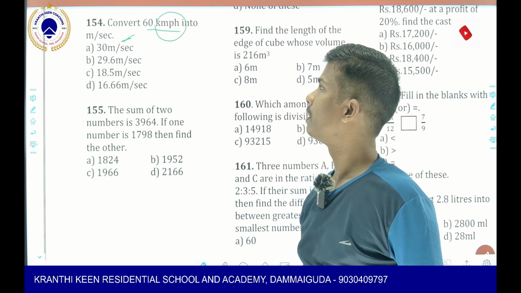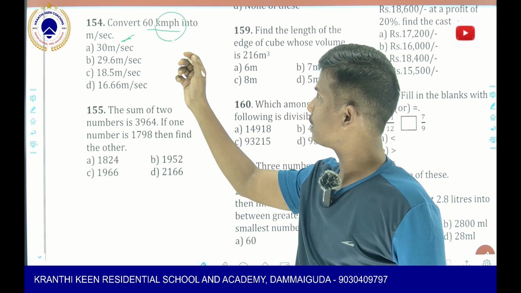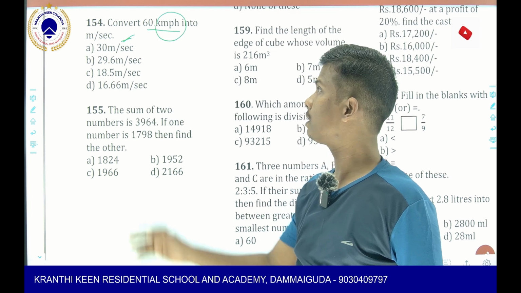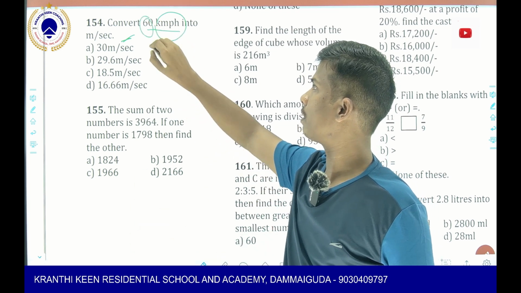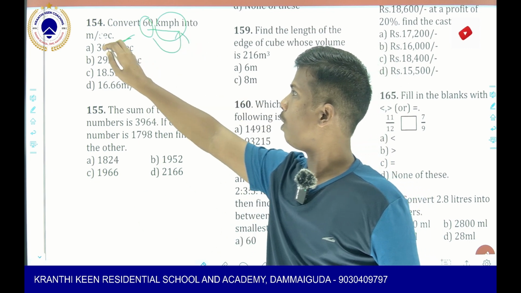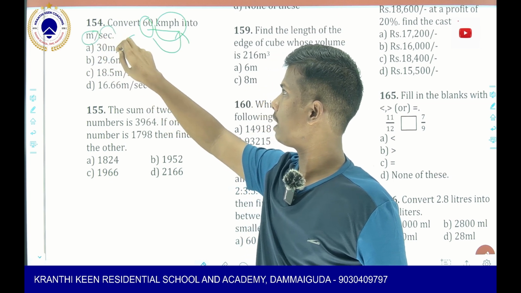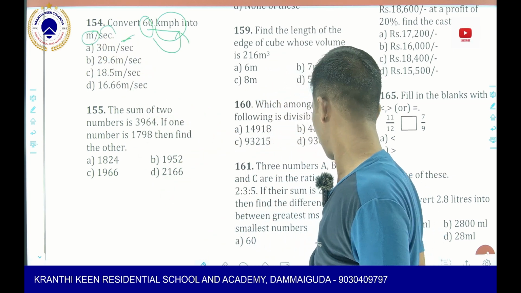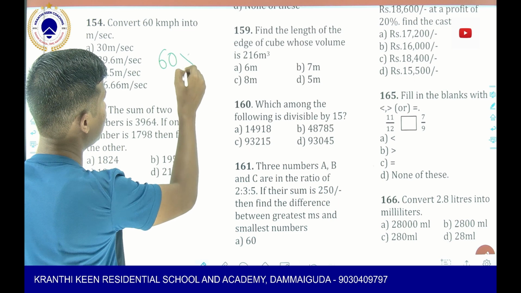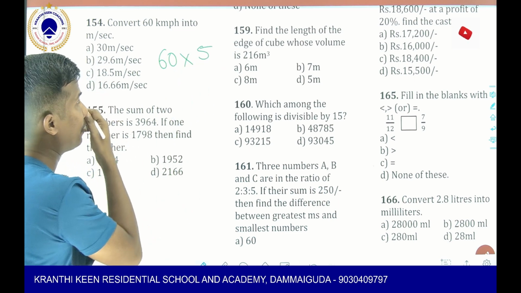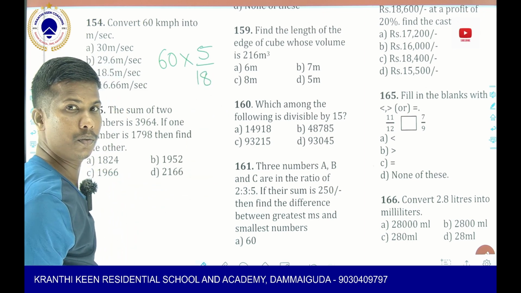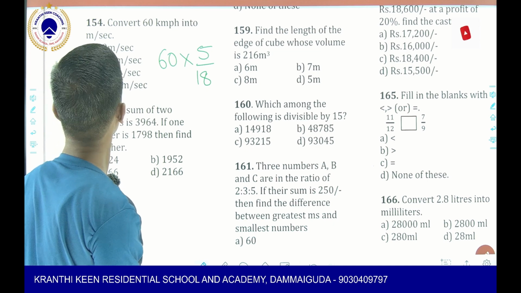You have to convert. That means when the speed of a train is given as 60 kilometer per hour or 50 kilometer per hour, the 60 is for one hour. For 1 hour it goes 60 kilometers. And what is asked is how many meters it goes in 1 second. For that, what is the formula? How can we convert? 60 kilometer per hour means 60 into 5 by 18. You have to do 60 into 5 by 18. And what do you get?